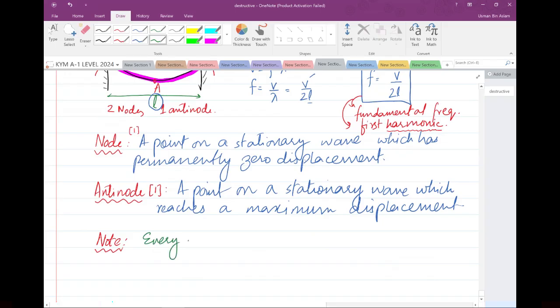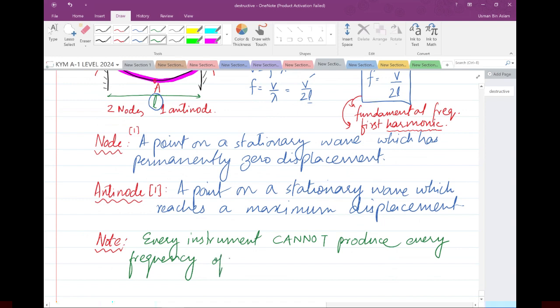Every instrument cannot produce every frequency of sound, every frequency of sound or wave. Only specific frequencies can be created.